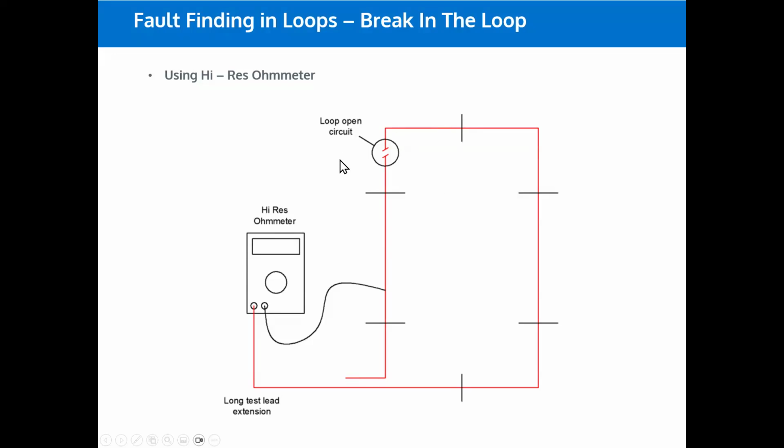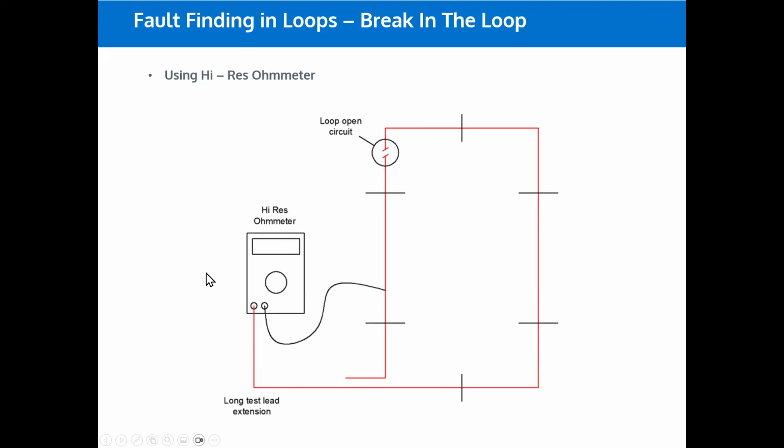Here we use the lead to trace along the route of the perimeter loop until you find where the break is. For example, from here you're not getting anything, it's open circuit, until you get to this point. As soon as you start probing on this side, you get a continuous loop. So you know that at this point is where the break is.